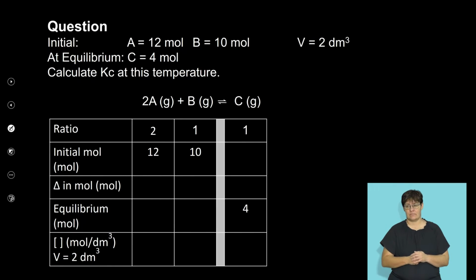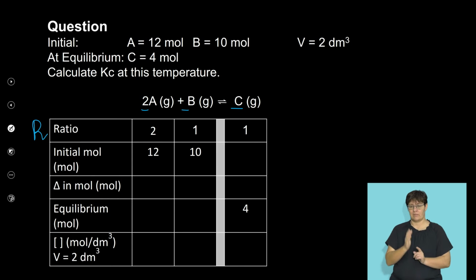We call it a rice table. The rice comes from R, which stands for the ratio, and this ratio is actually the coefficient of your balanced equations. Okay, so we have a 2 for A, a 1 for B, and a 1 for C.